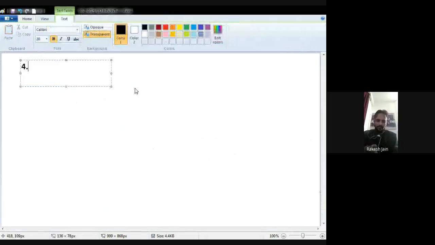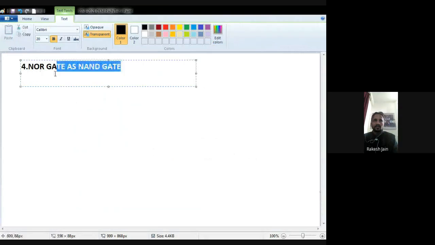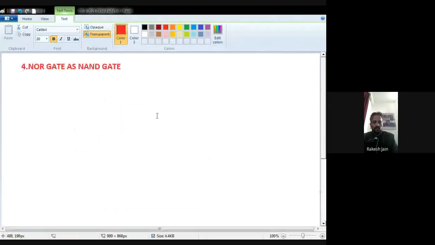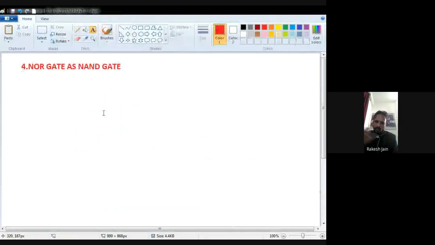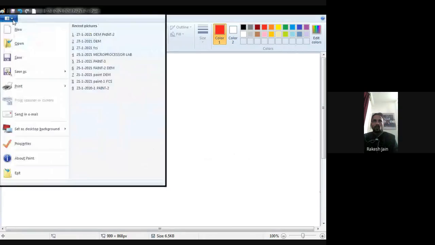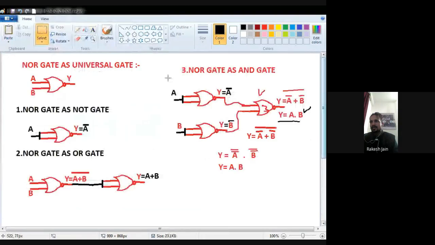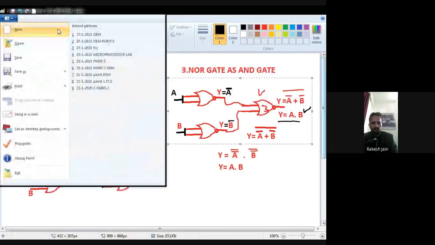Now we have to see how a NOR gate behaves as the fourth realization, NOR gate as a NAND gate. How a NOR gate behaves as a NAND gate. First of all, we build a NOR gate as AND, and the output will be converted into complement form, means NAND, right? So we just take that output, take the same circuitry, this one, NOR gate as an AND gate. We just take this circuitry, NOR gate as an AND gate, and then just paste here.